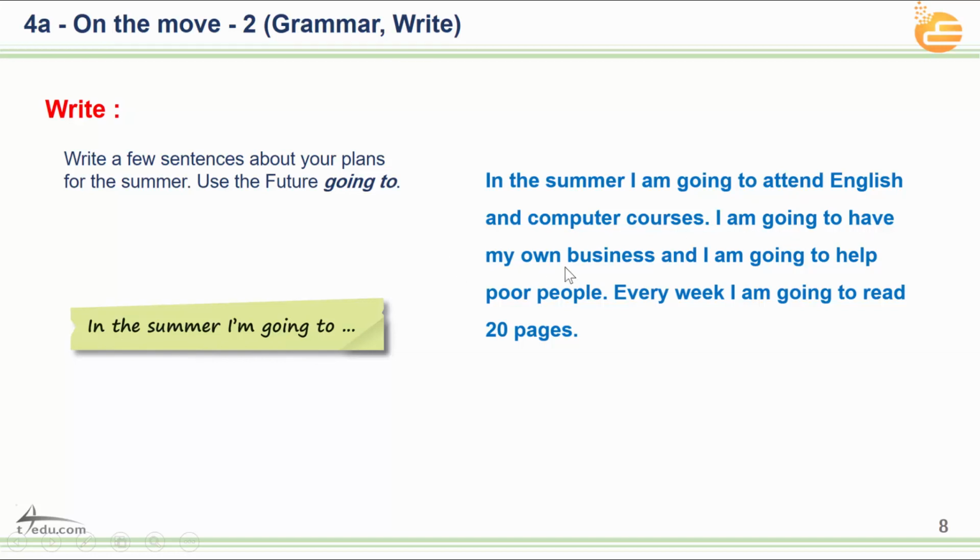I'm going to have my own business and I'm going to help poor people. Every week I'm going to read 20 pages. So you can take a look. We use in this sentence going to, I am going to, or I'm going to attend. This is the verb. I am going to have. This is the verb. I am going to help. This is the verb. I am going to read. So you can use going to in your sentences. Okay, so you can write as many sentences as you can. Write more, just to learn more. Okay?